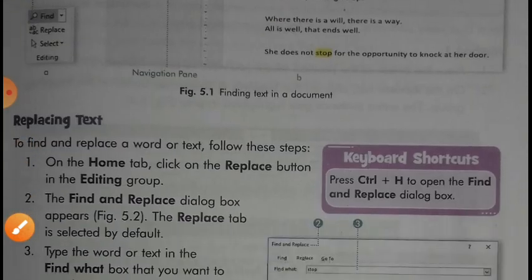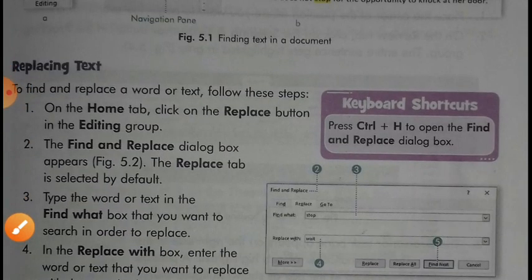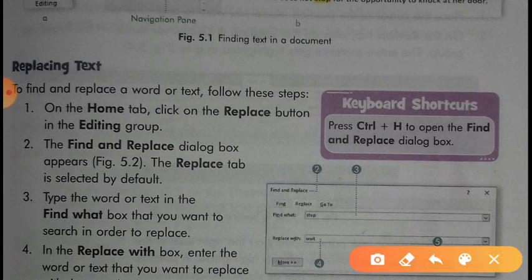Now the next topic is replacing text. Dear students, to find and replace a word or text, you have to follow some steps. The step first is click on the home tab, and then you have to click on the replace button from the editing group. The find and replace dialog box appears. The replace tab is selected by default.